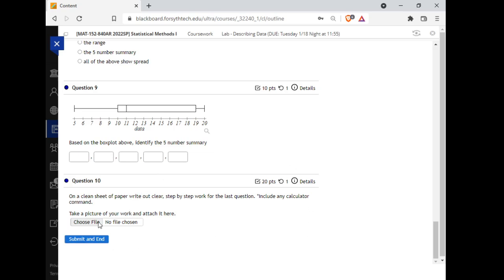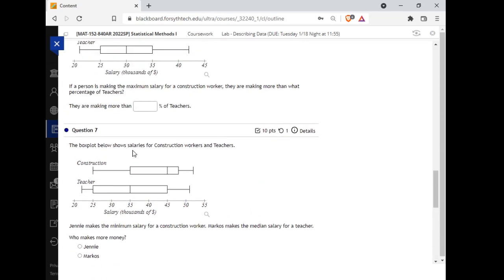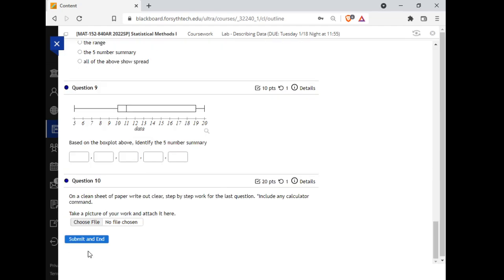Okay, here the last question says, on a clean sheet of paper, write out clear step-by-step work for your last question. Now here you're working with a box plot, so this isn't particularly hard, just draw some arrows. But you would need to attach the file. This is where I get to see your thinking. It is a department policy that students need to show work on labs. I don't make you show work on the whole lab, but you do need to show work on parts of it. I will grade this after the lab is due, and I'm going to make every effort to grade it within 24 hours. You would answer this lab and then hit the submit and end button to submit and end it.